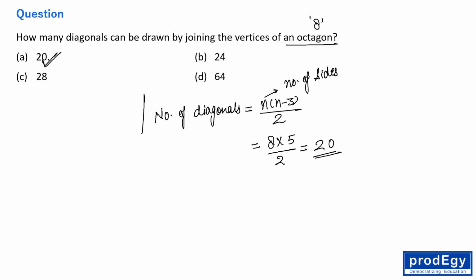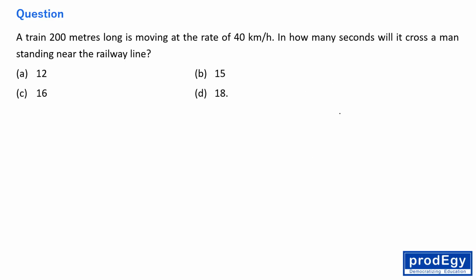So this is the formula for the number of diagonals, n into n minus 3 divided by 2. Please remember it. Next: a train 200 meters long is moving at the rate of 40 kilometers per hour. In how many seconds will it cross a man?